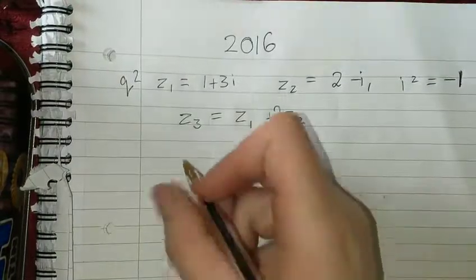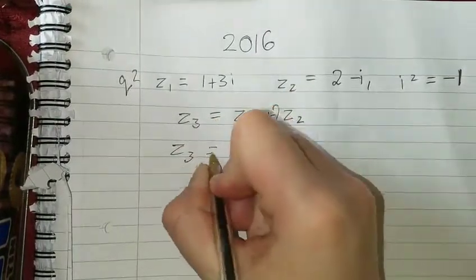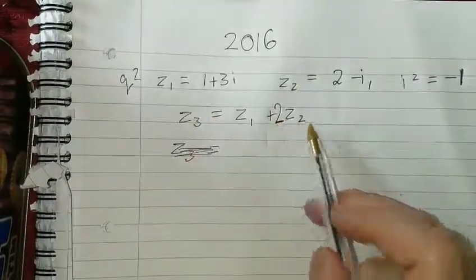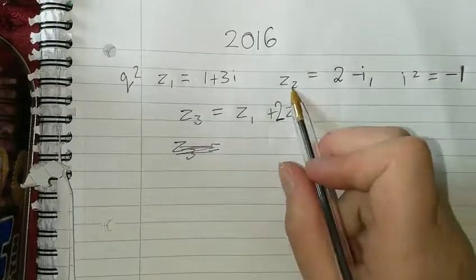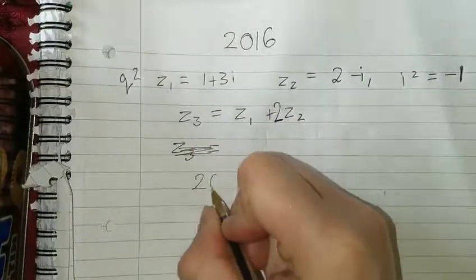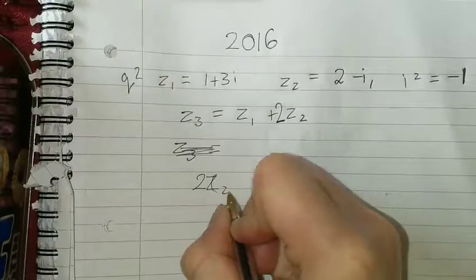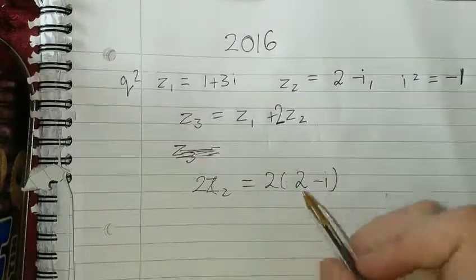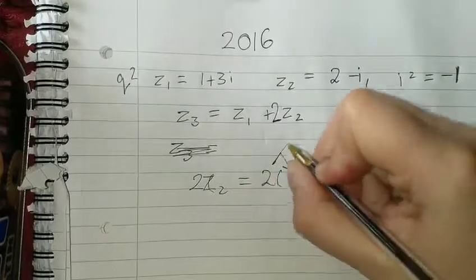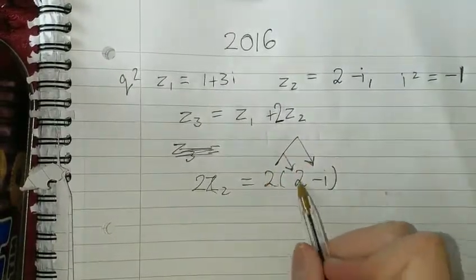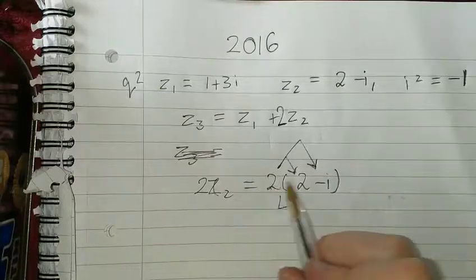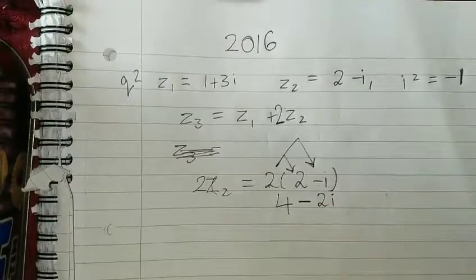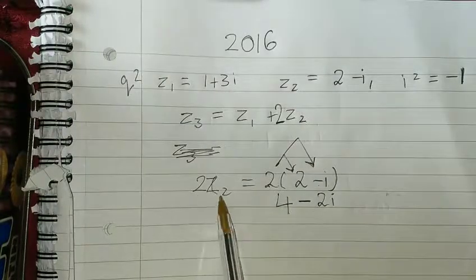So I have to add these together. So Z3 is equal to, so first I actually might get 2Z2. So I have to multiply Z2 by 2. So 2Z2 is going to be 2 multiplied by Z2. So I have to multiply the 2, this by this, and this by this here. So 2 by 2 is 4. 2 by minus i gives me minus 2i. So that's what I get from 2Z2.